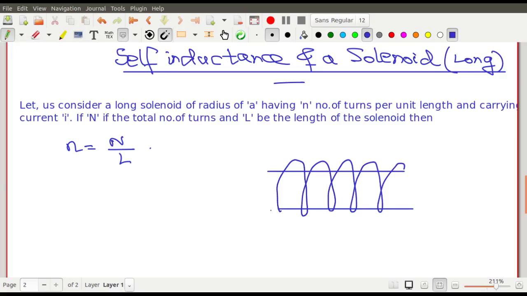So a non-conducting material like this, with wire wound around it. So these windings are the turns. How many such turns are there? This is one turn, then the second turn, then the third turn, and slowly there are capital N number of turns, and the total length of it is capital L.